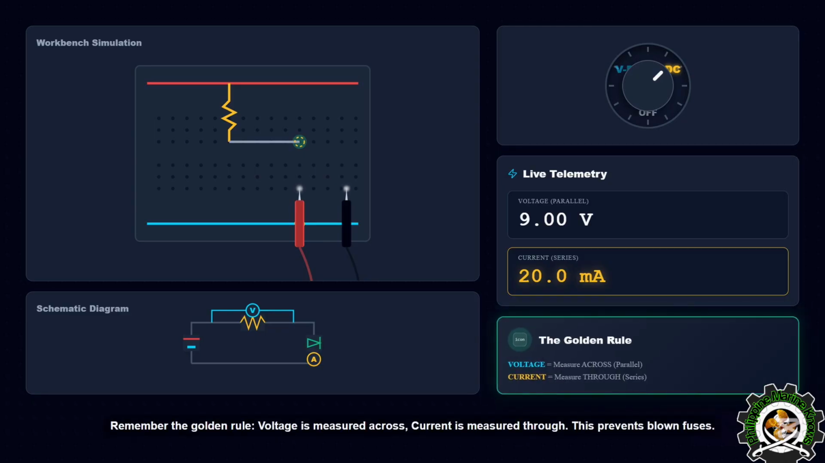Remember the golden rule. Voltage is measured across, current is measured through. This prevents blown fuses.